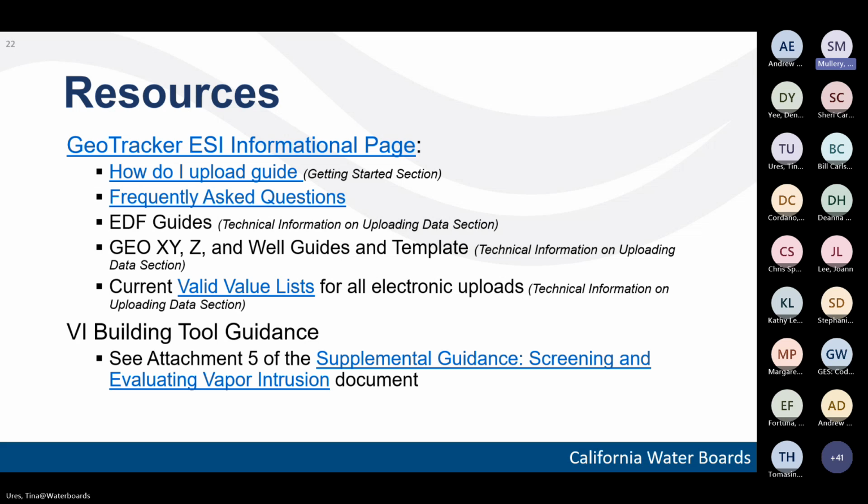Stephen and I kept mentioning resources, so we do have a lot of resources for folks to get more information on this. I know that was a lot. We have the GeoTracker ESI informational page. I'd start there. It's a wealth of information. For the VI building tool, Attachment 5 and the supplemental vapor intrusion guidance document have a how-to. So check out those resources.